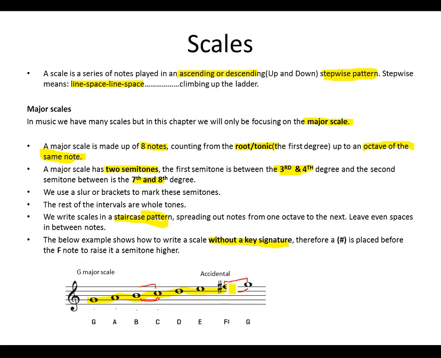This is our F. Now, this has been raised by a sharp. We placed a sharp just before the F note because we do not have any key signatures here. So now, this F needs to be raised by a semitone. This is the F sharp. So this note was F, but it became an F sharp because we raised it by a semitone.